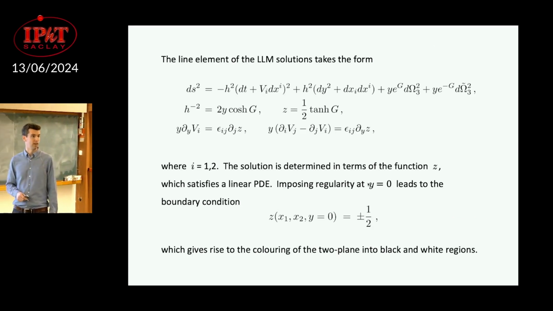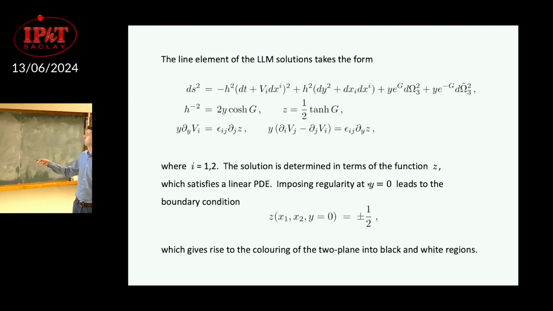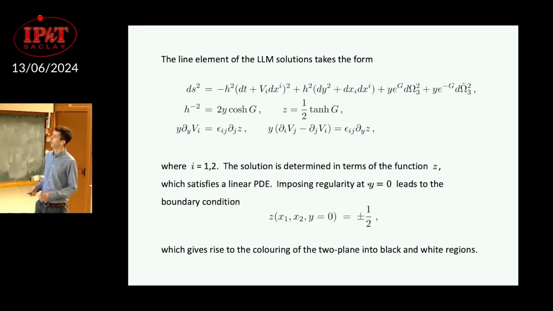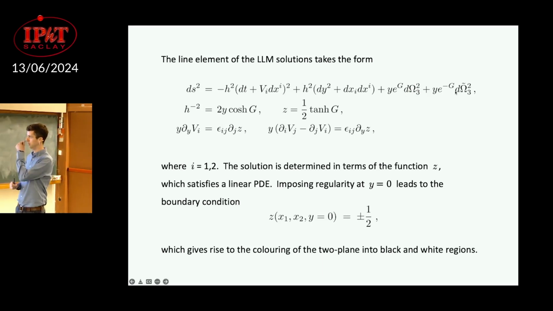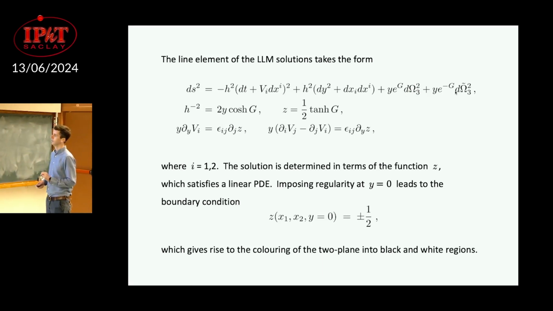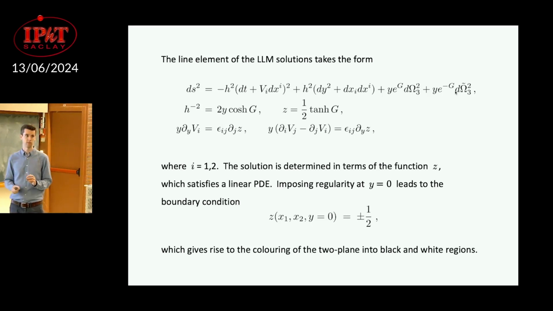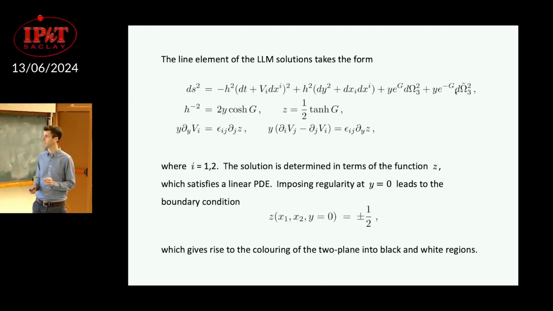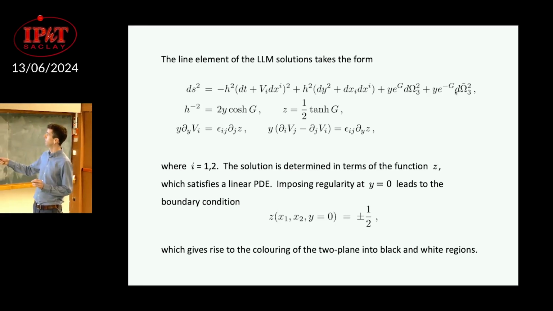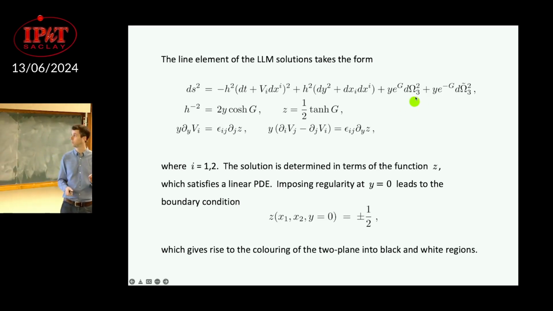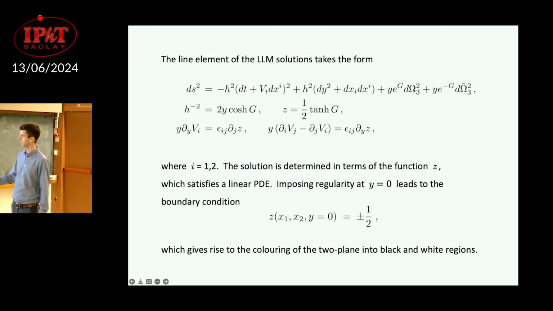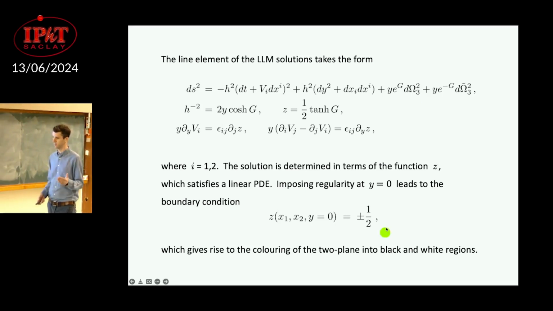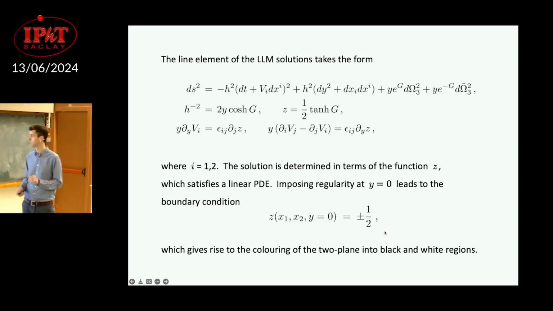The line element of the LLM solutions involves, as I said, these three spheres here. We won't need all the details of this, but the physics is that the solution is determined in terms of a single function z, which satisfies a linear PDE, and imposing regularity at y equals 0 leads to a boundary condition, again, that either one of these three spheres has to shrink smoothly, and which one is shrinking smoothly is encoded in this boundary condition where the z is limiting to +1/2 or -1/2. And that gives rise to the coloring of the two-plane into black and white regions.